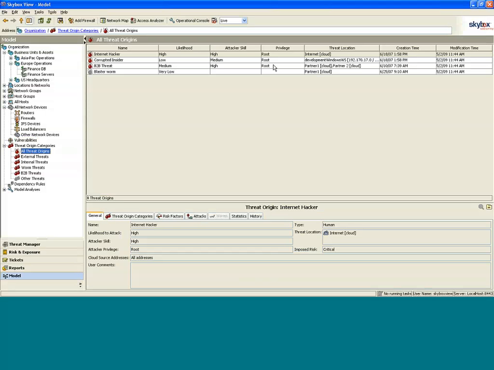So the threat origins are where the attack simulation begins. Our business units and assets are what different assets will be attacked in that simulation.